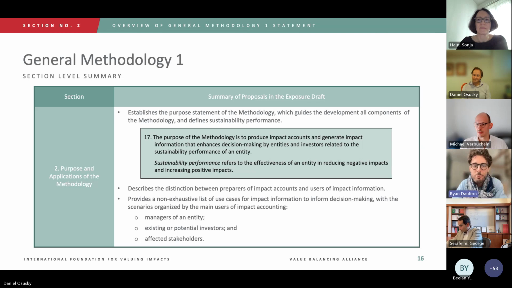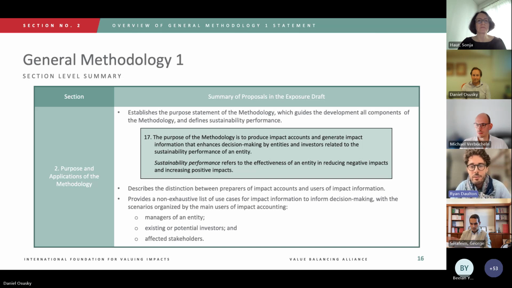The next section is section 2, where we describe the purpose of impact accounting and the various applications of its use. So the purpose, which I will read here, is from paragraph 17. The purpose of the methodology is to produce impact accounts and generate impact information that enhances decision-making by entities and investors related to the sustainability performance of an entity. Another proposal in the exposure draft is the definition of sustainability performance itself, which here refers to the effectiveness of an entity in reducing negative impacts and increasing positive impacts.